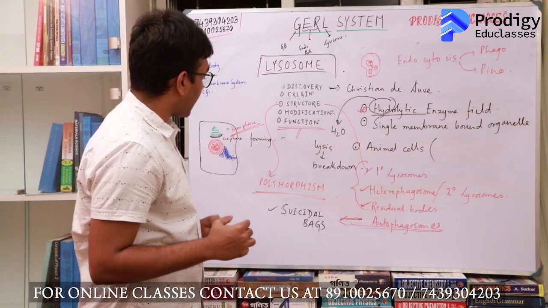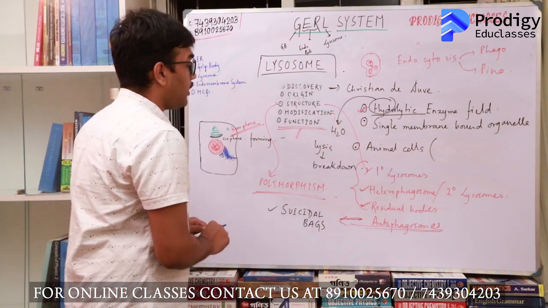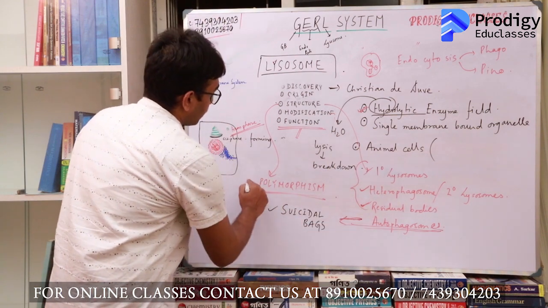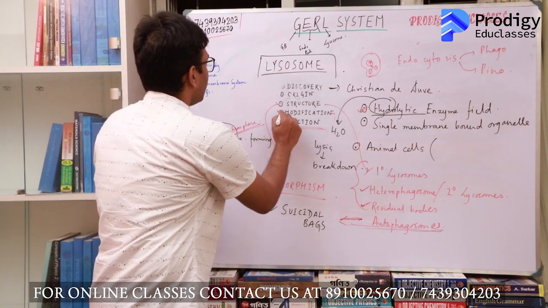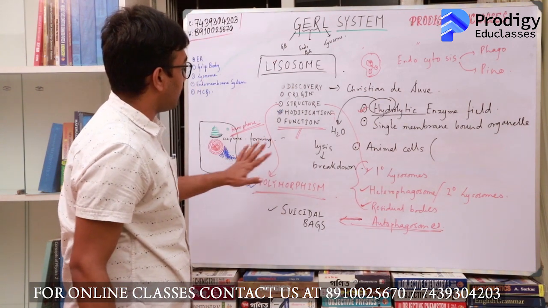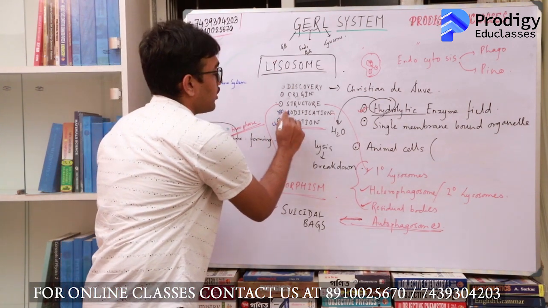So these are the different types of lysosomes. In a cell you will find all of these lysosomes, and hence it is known as polymorphism. You do not need to think about modifications of lysosomes. Coming to the functions, I have already told you.